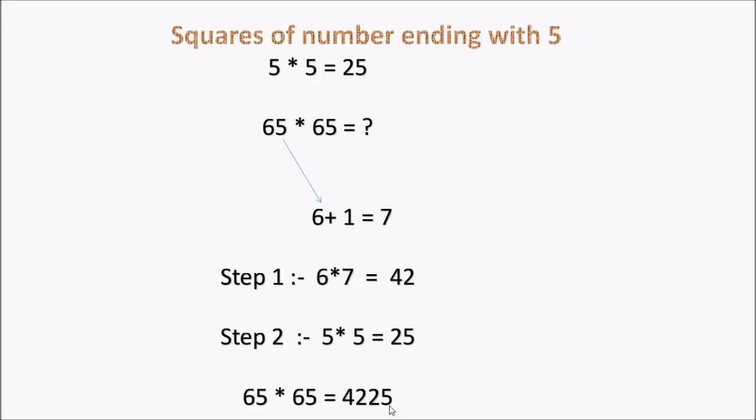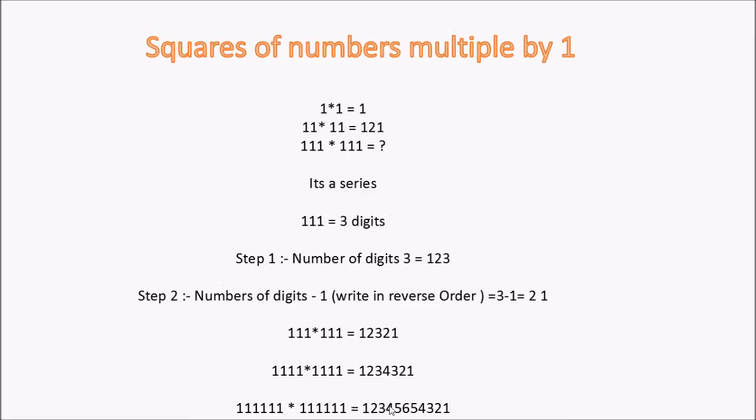In the same way, if you want to find out what is 75 into 75, the number after 7 is 8, so 7 into 8 is 56, and 5 into 5 is 25. 25 is constant, so it becomes 5625. In the same way, you can apply it from 15 as well. 15 into 15, after 1 it's 2, 1 into 2 equal to 2, and the next step is 5 into 5, 25, it's 225.